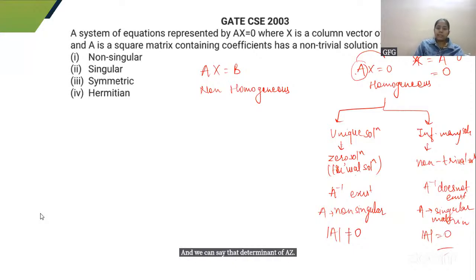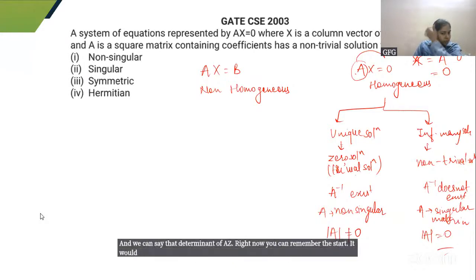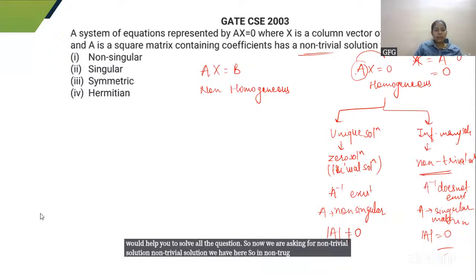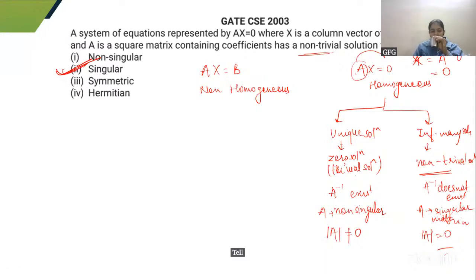Now you can remember this chart. It would help you to solve all the questions. So now they are asking for a non-trivial solution. In a non-trivial solution, we have a singular matrix. So that's why option B is correct. Tell me guys if there is any question in this.